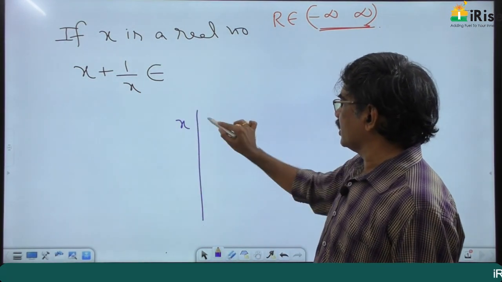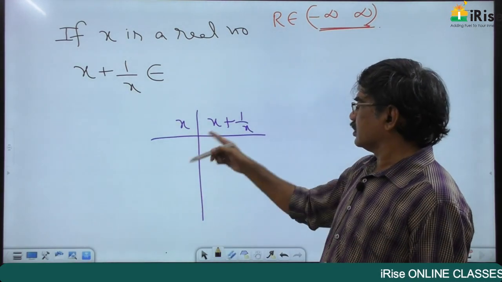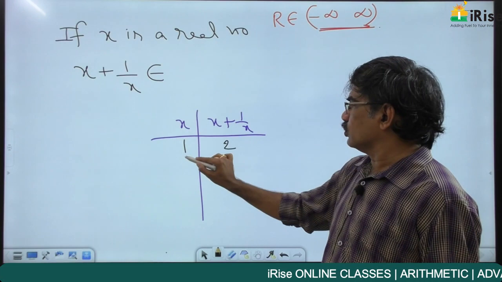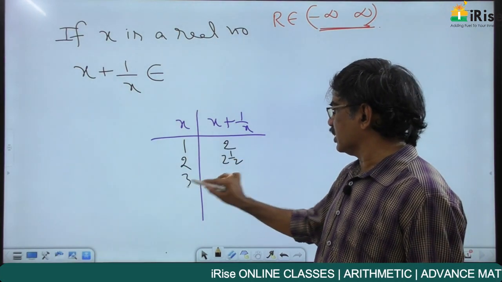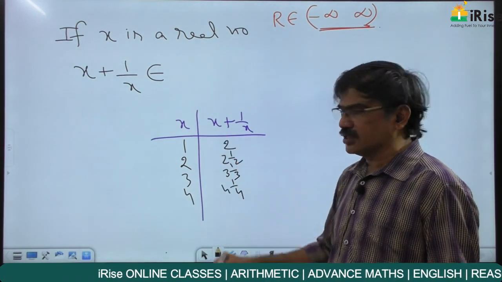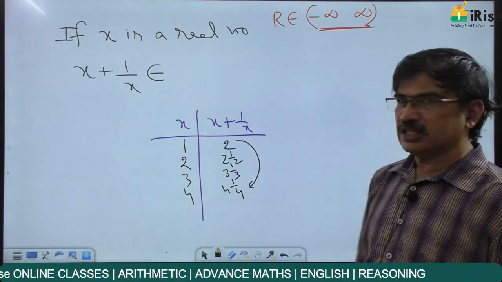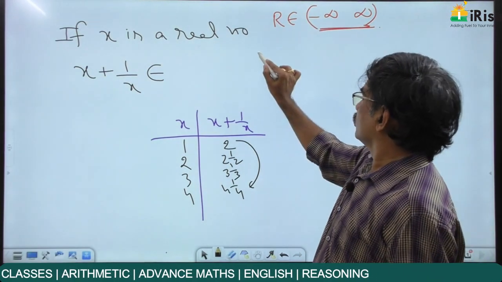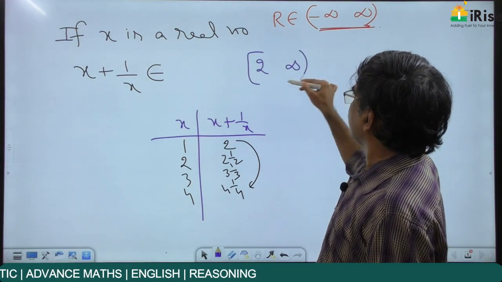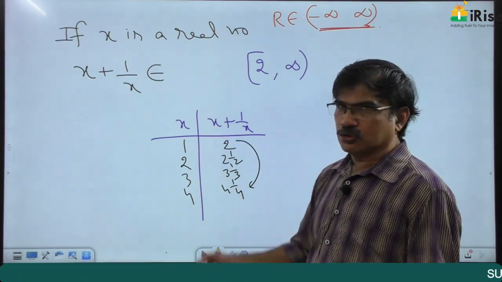If this is x, correspondingly this is x plus 1 by x. What about the values of this? If we put x equal to 1, which belongs to the real numbers, x plus 1 by x is 2. If you put 2, this is 2 1 by 2. If you put 3, this is 3 1 by 3. If you put 4, 4 1 by 4. See carefully, as x increases from 1 to infinity, x plus 1 by x increases from 2 to infinity.